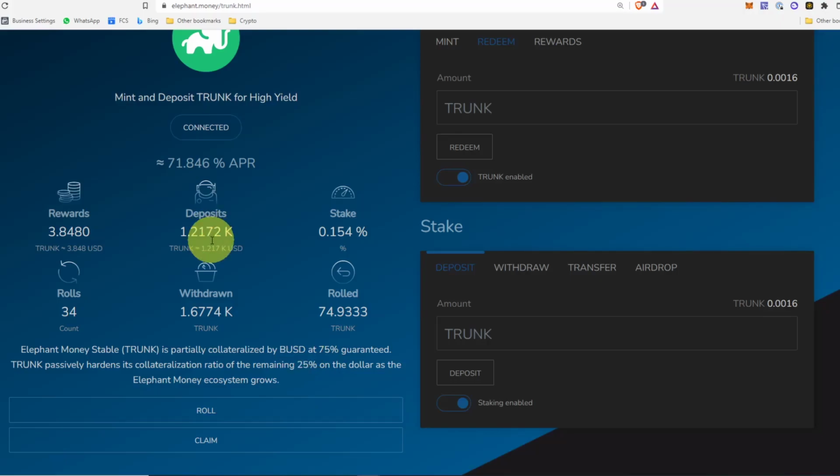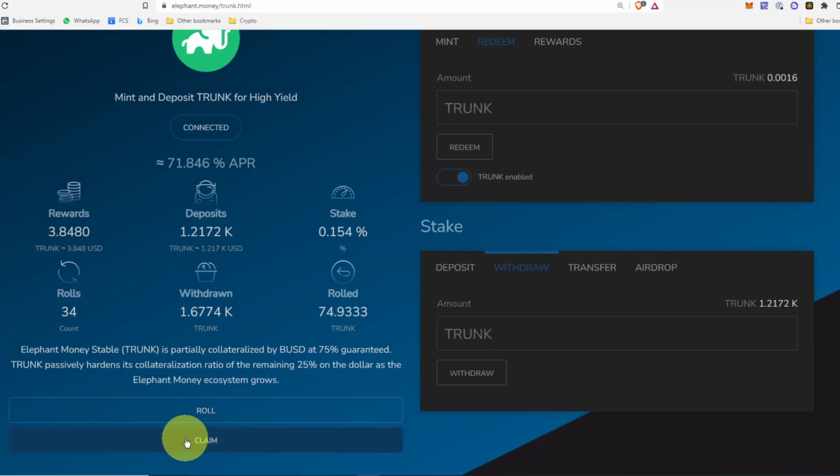It's also important to note that you can remove your entire deposit, or any amount of it, at any time by coming down to this withdrawal tab. You would enter the amount of trunk and withdraw it. It'll then leave your deposit and show up in your rewards section, which when you hit claim, will claim it back out into your wallet.